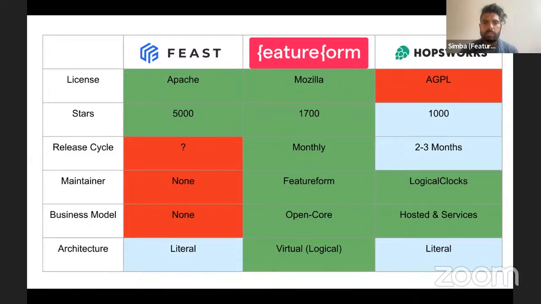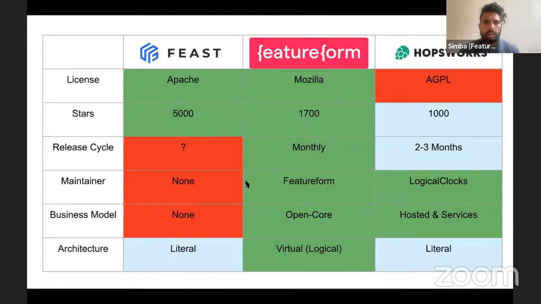These are some key differences. Licensing: Feast is on Apache, Featureform is on Mozilla, Hopsworks is on AGPL. AGPL is a quite restrictive license. It means that if you are interacting, even just via an API, with open source Hopsworks, you pretty much are forced to be open source yourself. So unless it's part of an open source project, it's not really usable in open source state, whereas Feast and Featureform are very much usable in open source state, and there are many production users of both.